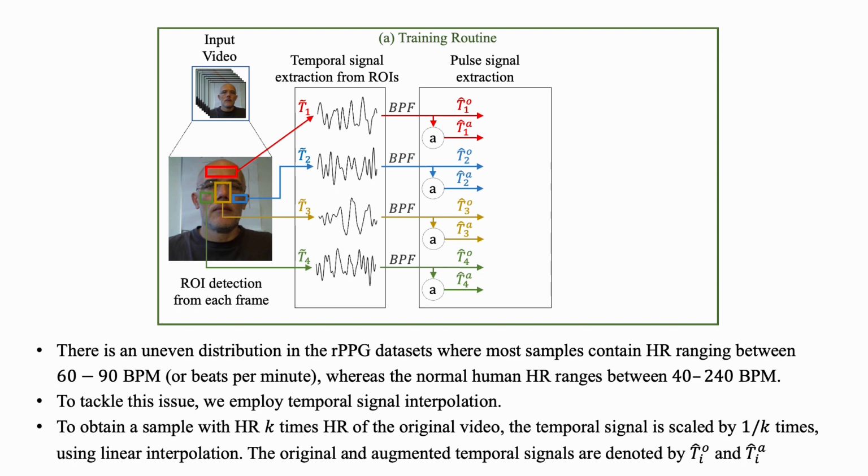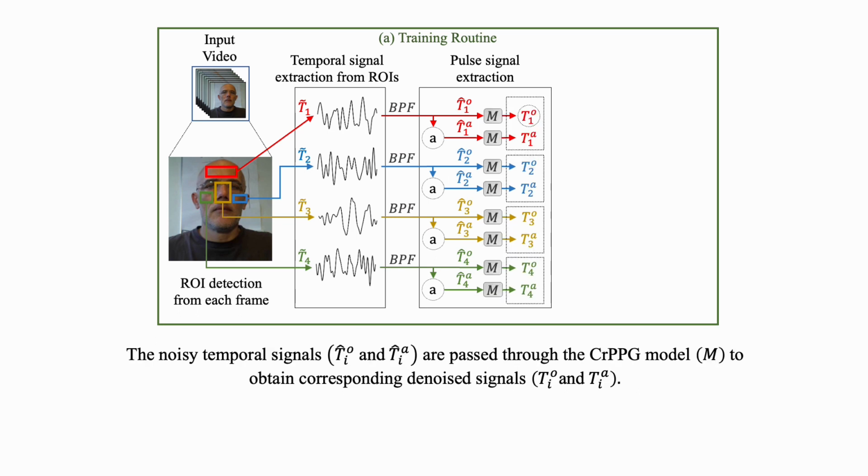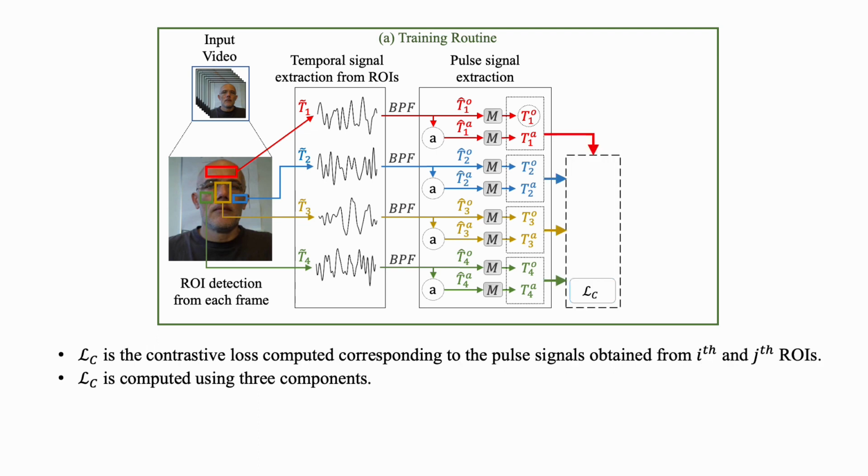To mitigate uneven distributions of HR ranges, we employ temporal signal interpolation. In order to obtain a temporal signal with HR k times the original HR, the temporal signal is scaled by k times the original signal. The noisy original and augmented signals are passed through a TCN based model to obtain the denoised signals.